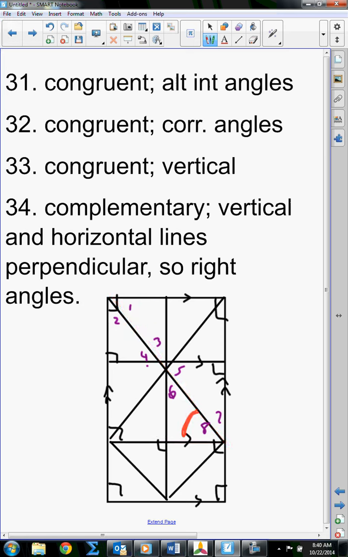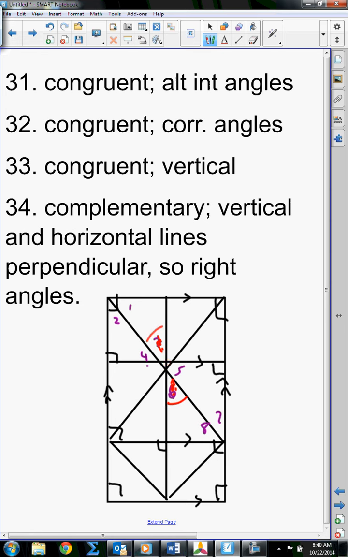Number 32 is angle 1 and angle 5. Here's angle 1, angle 5. So you've got parallel lines crossed by this transversal. So the corresponding angles are congruent. So angle 1 and angle 5 are congruent. Number 33 is angle 3 and angle 6. Now this is where my picture is not the bestest in the world. All of these lines should have intersected at a single point. And then 3 and 6 are going to be vertical. And vertical angles are congruent.